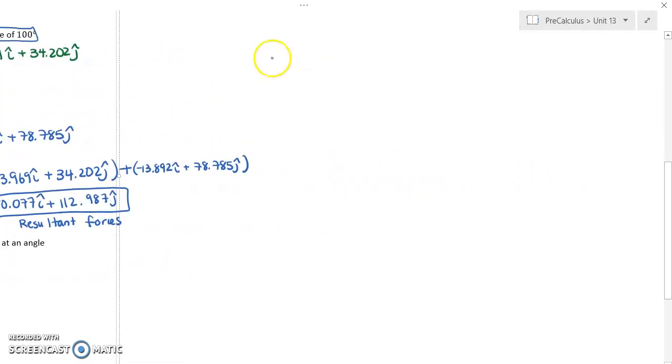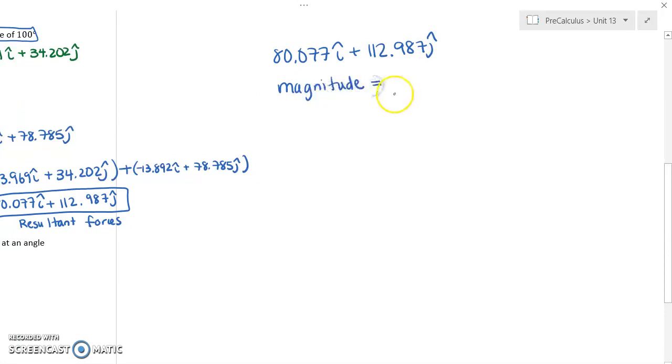So now we have our resultant force, which is 80.077 i hat plus 112.987 j hat. And what we're going to do is find the magnitude. Okay, and in order to find the magnitude, we take the square root of a squared, which is 80.077 squared, plus 112.987 squared, and that's our magnitude.